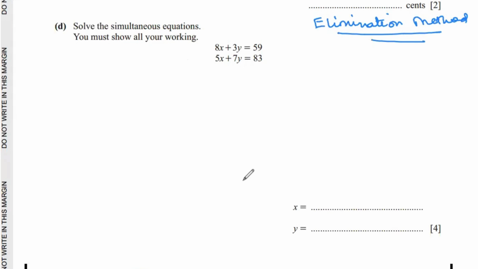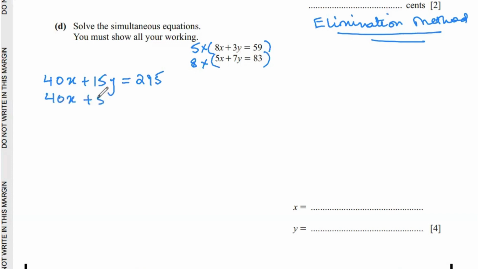So to eliminate x, I need to make sure that the coefficient of x is the same in both the equations. In the first equation, the coefficient of x is 8, and in the second equation, the coefficient of x is 5. So to make them equal, I'm going to multiply the first equation by 5 and the second equation by 8. All of the terms will get multiplied by 5 and 8. So the first one becomes 40x plus 15y equals 295. And the second equation becomes 40x plus 56y equals 664.